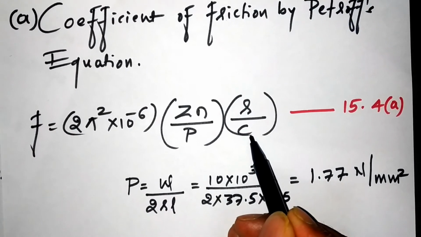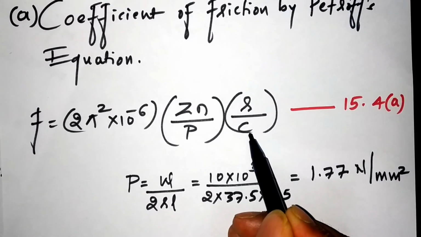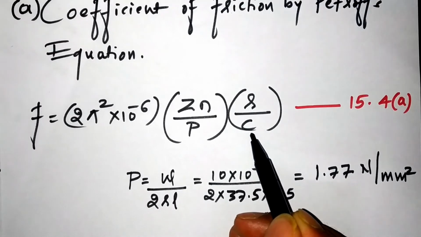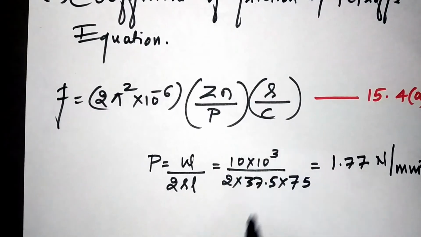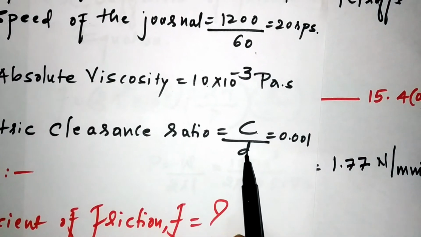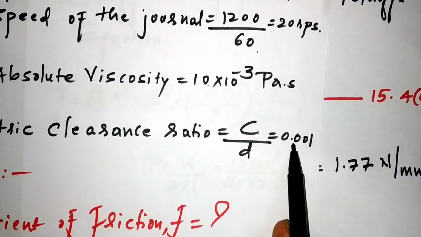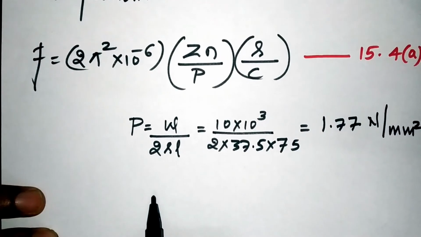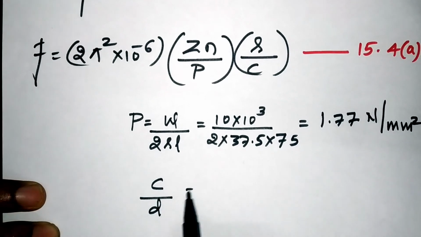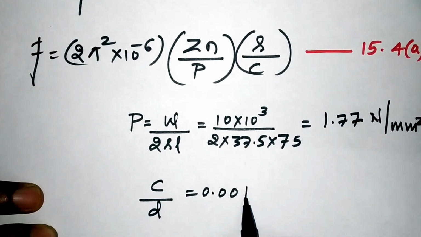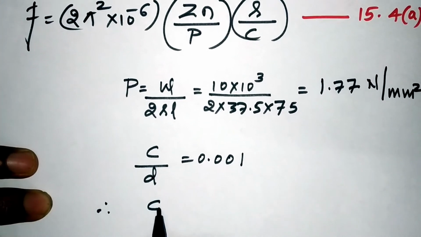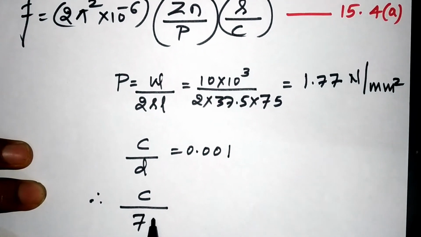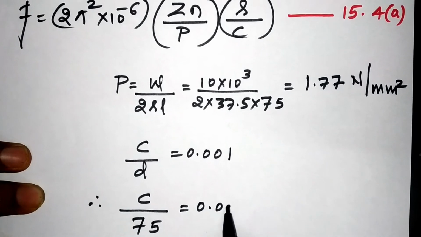Now the next one is we have to calculate C. This is a small c, that is the radial clearance. In the problem they have mentioned the ratio of capital C by small d as 0.001. So I'll take that input here. So capital C by small d is equal to 0.001, and we know the value of D as 75 mm.